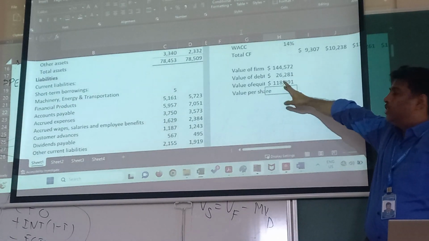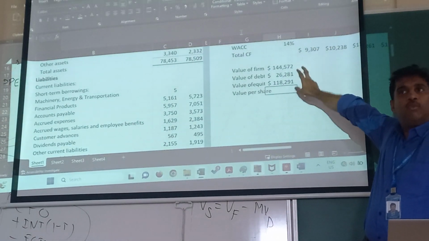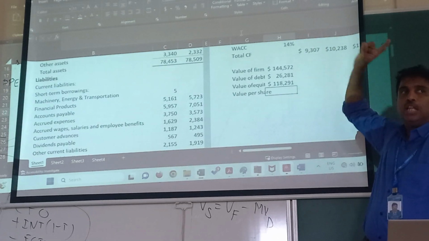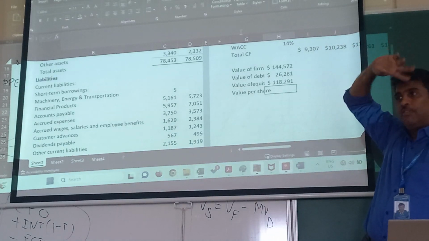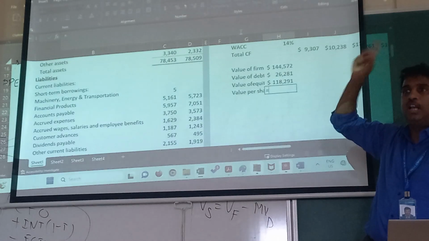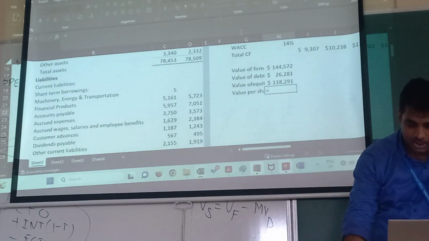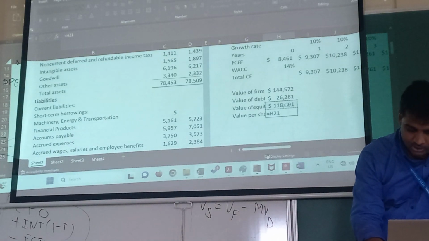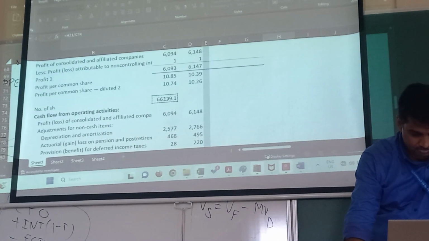Okay, guys, one second. Once you find the total value of equity, you need to divide it by the number of shares. The number of shares you can find from the financial report or from the income statement itself. I request you to find it from the financial report. You search for the number of shares outstanding, you will be able to find it. In this case, I've taken the approximate amount. So value of equity is this divided by the number of shares I have calculated.